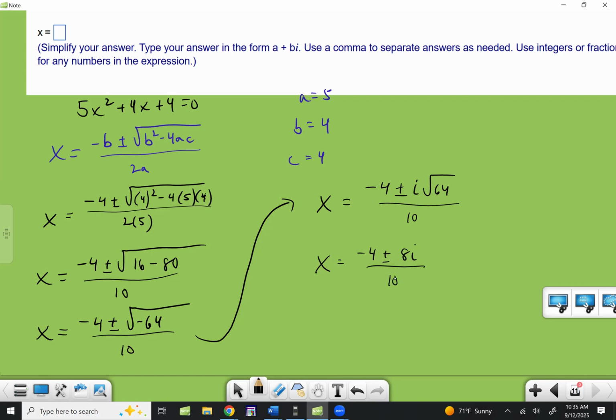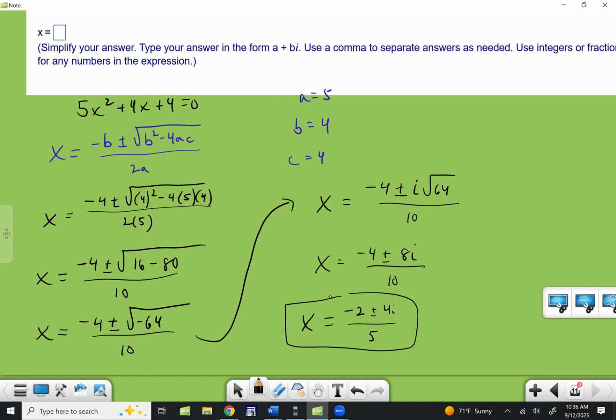Okay, so we're going to reduce everybody by 2. You can divide everybody by a 2. So negative 4 divided by 2 is negative 2. 8 divided by 2 is 4. And don't forget the i. And 10 divided by 2 is 5. Okay, so this is going to be our answer.